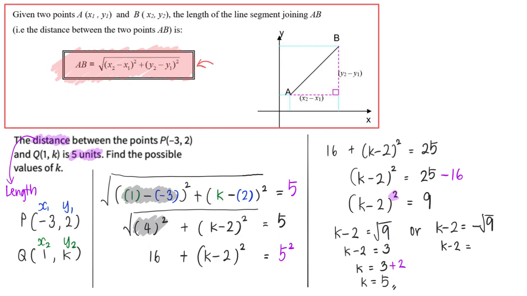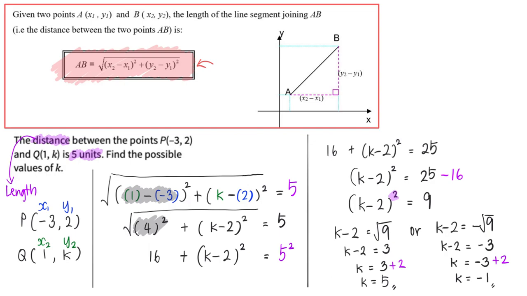my k minus 2 is equal to -3. k will therefore equal negative 3 plus 2 when I add 2 on both sides. K equals negative 1. So these are the two possible answers for K.